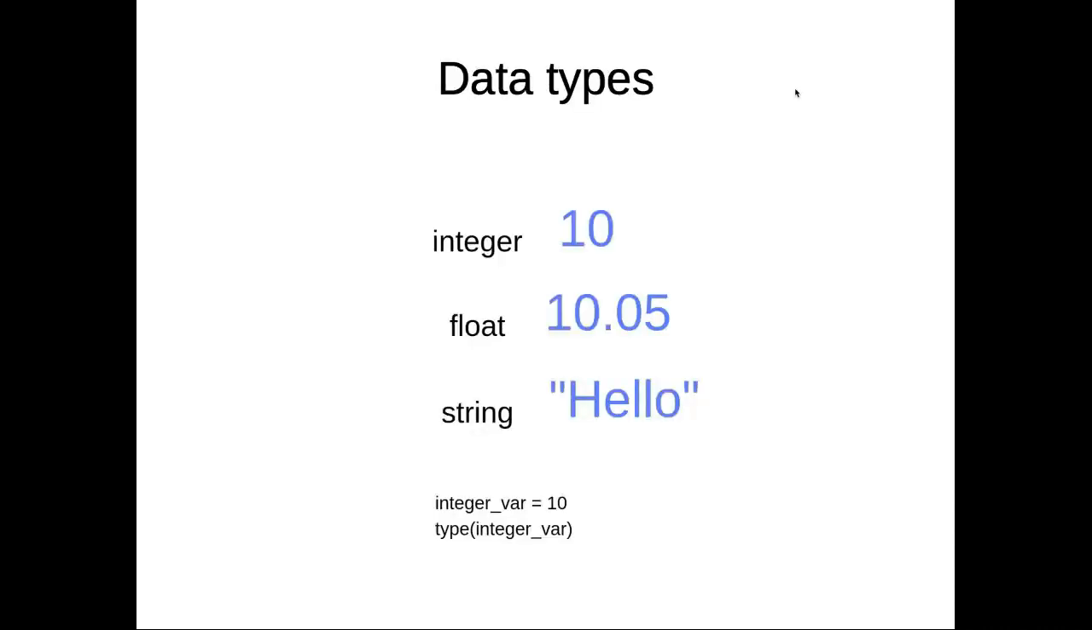Data types. The data types describe the kind of value a variable will store. There are three important types in Python: integer, which represent a whole number; float, which represent a floating number; and a string to represent text. If you would like to know the type of a variable, you can use the function type. Let's put this into practice.